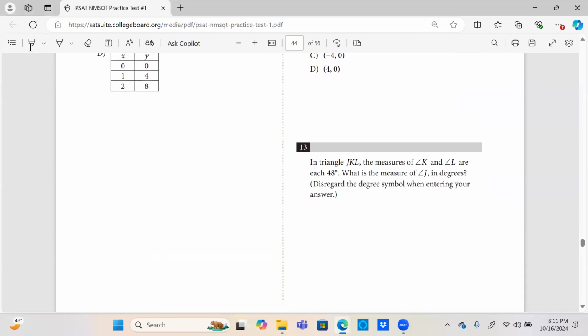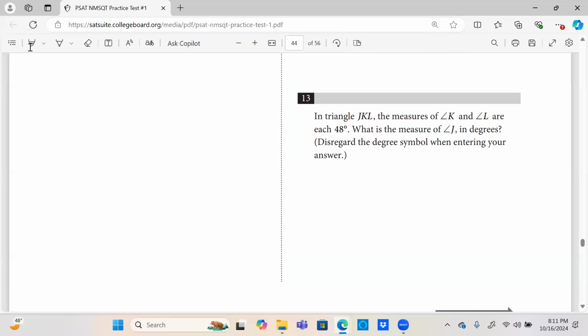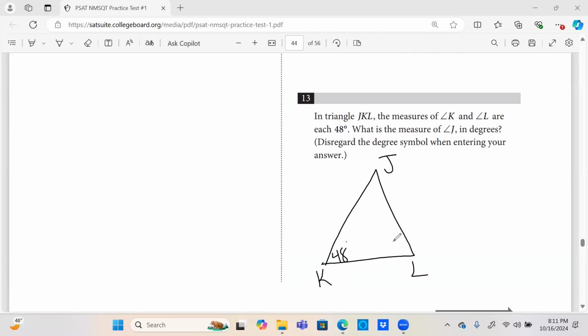Number 13, we have a triangle. We have triangle JKL. It says K and L are each 48. Okay, so let's put K and L at the bottom, and we'll put J here. 48 degrees, 48 degrees. So we do have an isosceles triangle here, because if two angles match, then across from them, their opposite sides will match. So if they were asking what type of triangle, this would be isosceles.